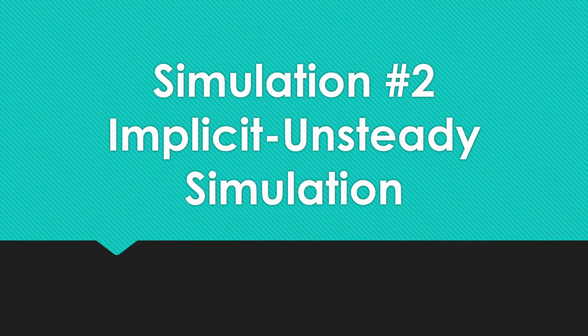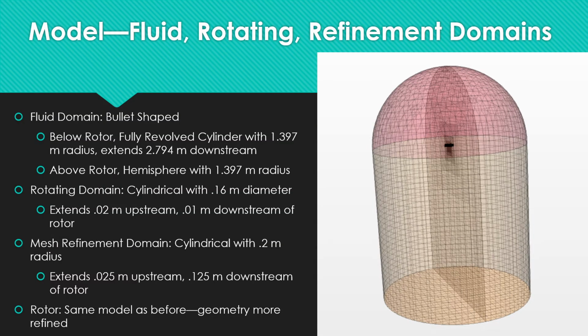The second StarCCM Plus simulation utilized an implicit unsteady model to analyze thrust produced by the rotor over time to compare to both the steady state and experimental values. Following a guide by the BYU Flow Lab, a bullet-shaped fluid domain was created around the same rotor as the previous simulation. Below the rotor, a fully revolved cylinder with a radius of 10 times the rotor's diameter and extending 20 times the rotor's diameter was created. Above the rotor, a hemisphere with a radius of 10 times the rotor's diameter was also created.